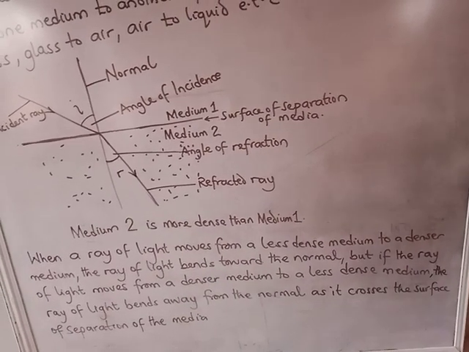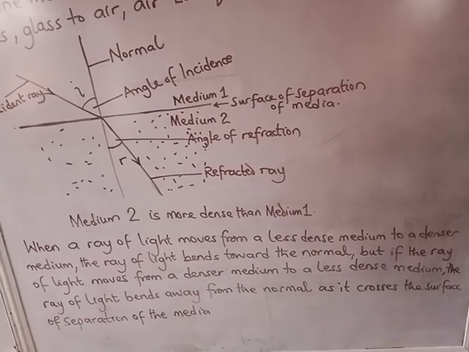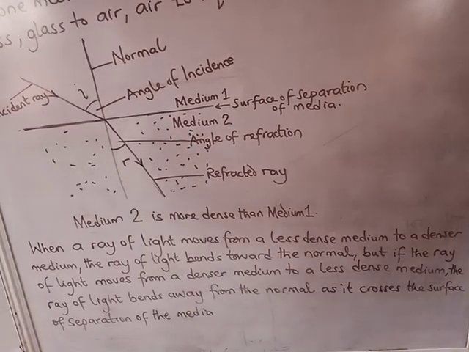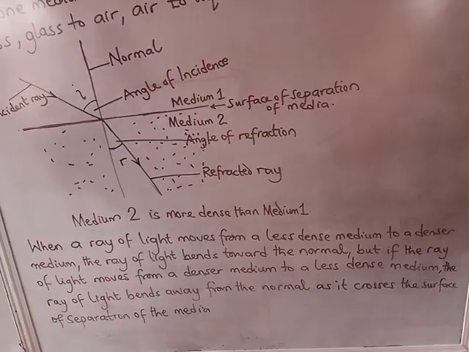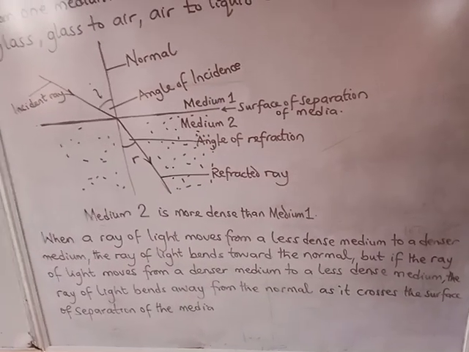What happens, for instance, when you move from glass to air, from a denser medium to a less dense medium? That means the ray of light will move away from the normal. But as it moves from a less dense to a denser medium, it moves towards the normal. Please note that.